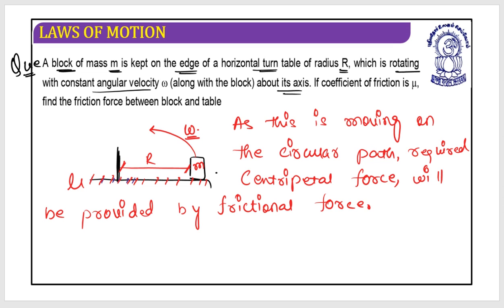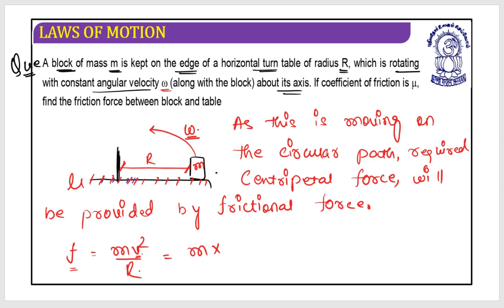And this frictional force F can be given as mv square by r. Yes, look at this. I have compared it with the centripetal force. It's mv square by r, and as they have not provided v, but they have provided the angular velocity. In the previous class we understood the relation between v and omega, it's v is equal to r omega.